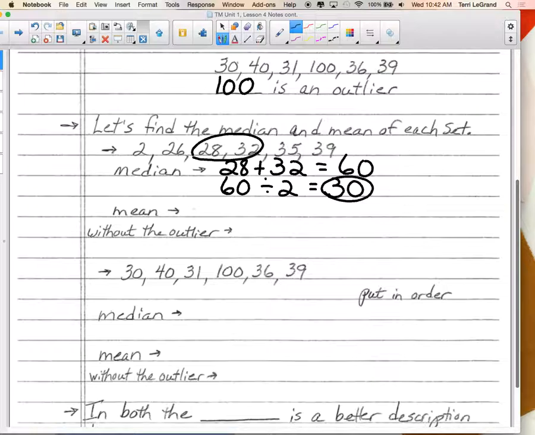Find halfway between them, so that's what we need to do. Okay, mean. What do we have to do to find the mean again? Keaton? Add them all together and divide by how many numbers there are. Yeah, add them all together and divide by how many numbers there are.